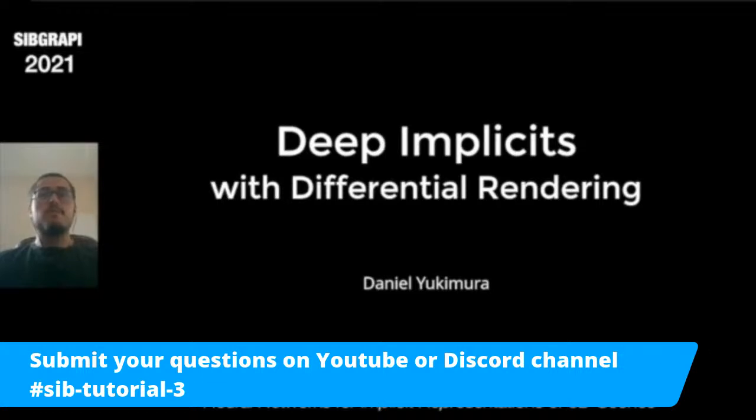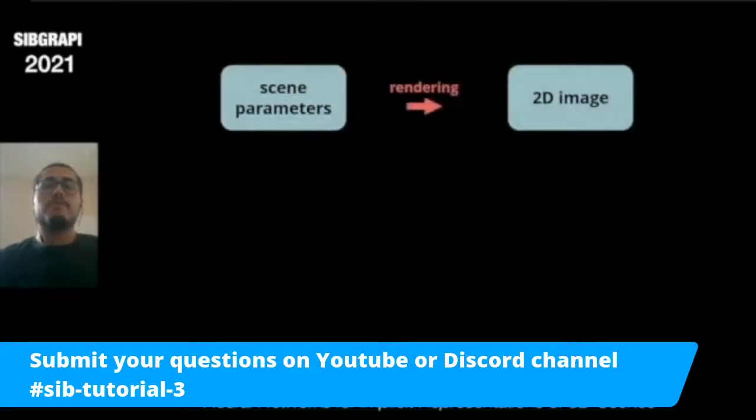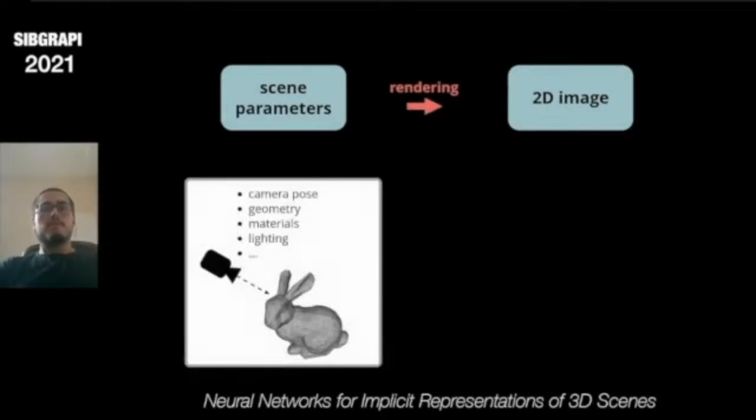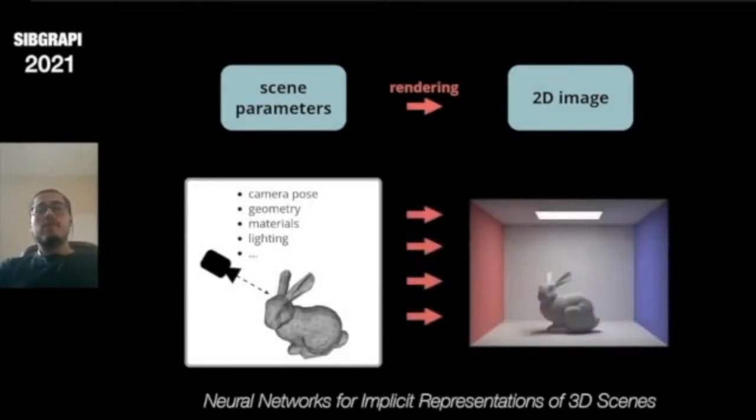Hello, I'll be explaining two recent methods that do differentiable rendering using this idea of deep implicits that we have been talking about in this tutorial. So, to contextualize the problem, let's remind ourselves about what differentiable rendering means. First, in regular rendering, we have scene parameters like camera pose, geometry, materials, etc. And we want to generate a corresponding image from these parameters, and that's our traditional rendering process.